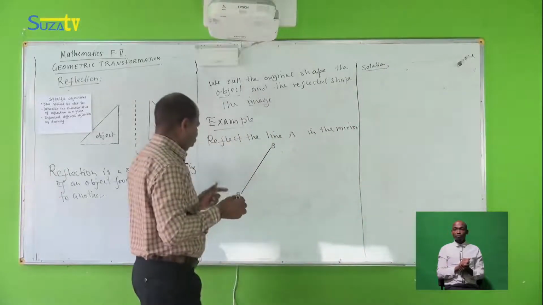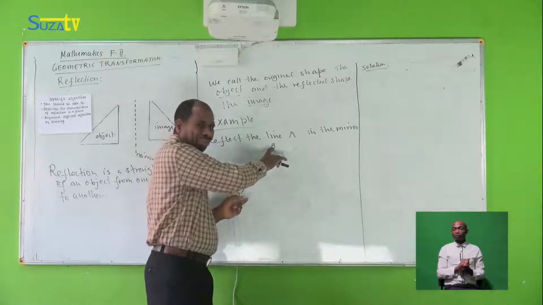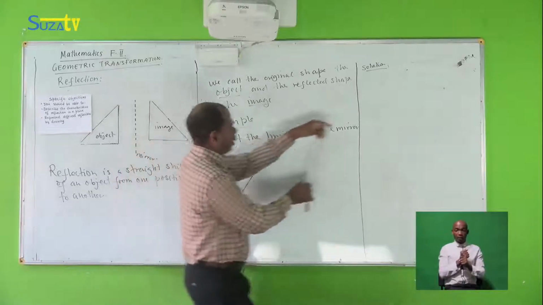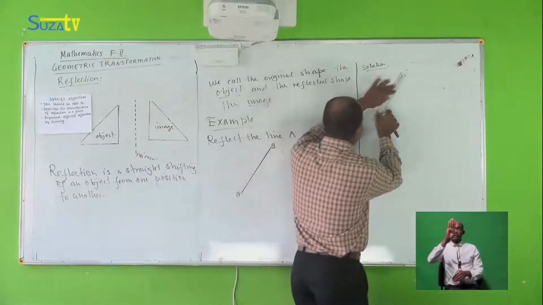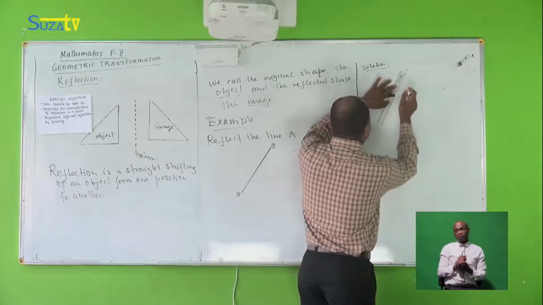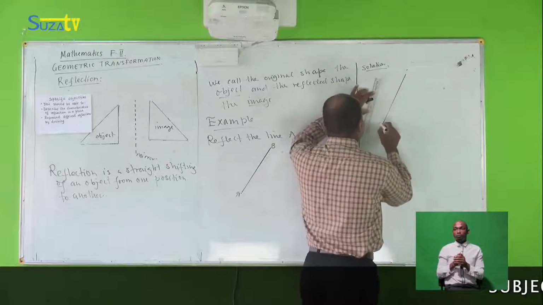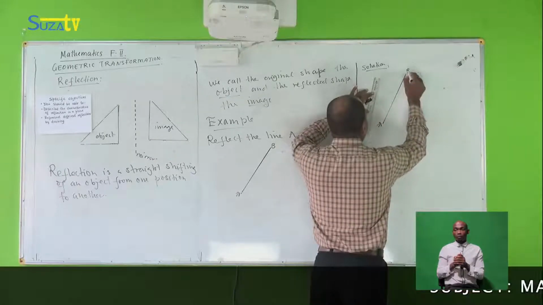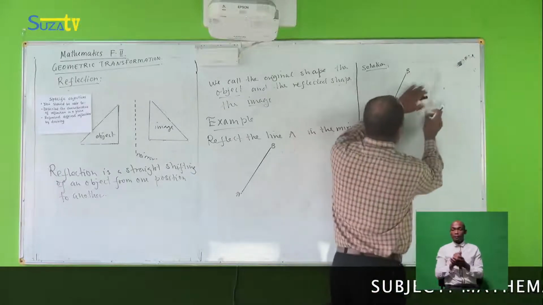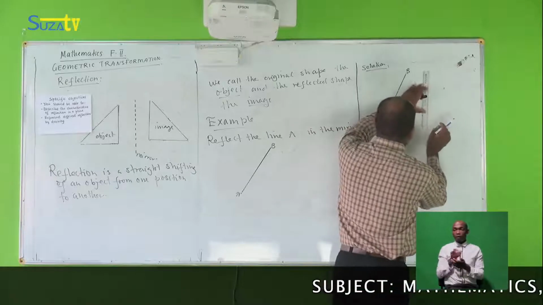So we still have a line AB, the same line. The line AB, the same as the original line. A, B, and here there's a dotted line.